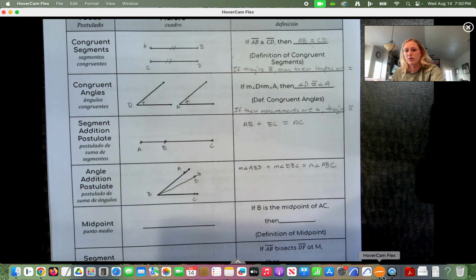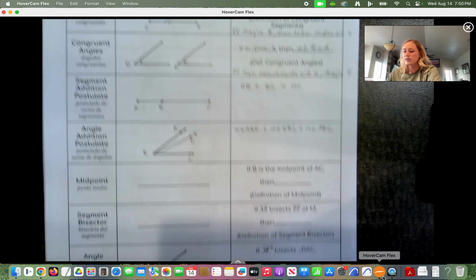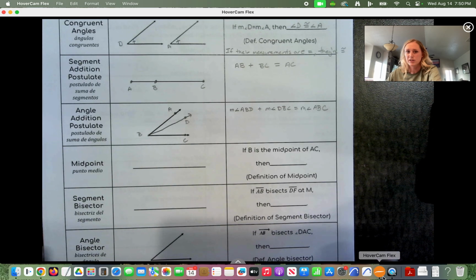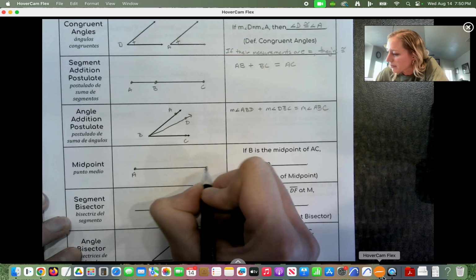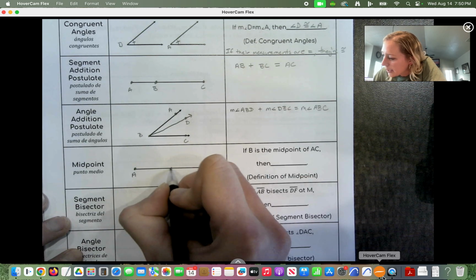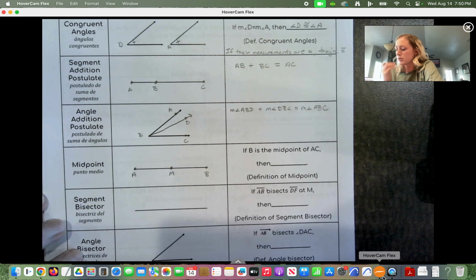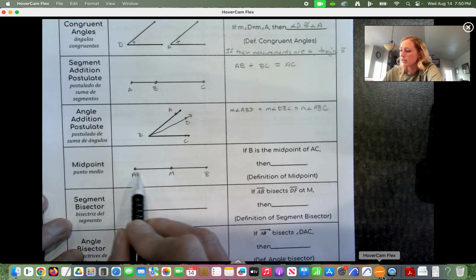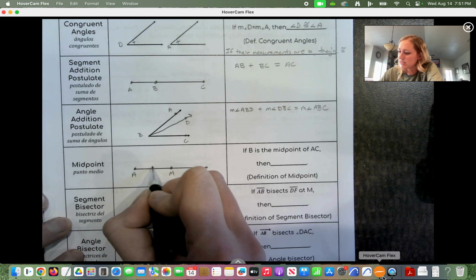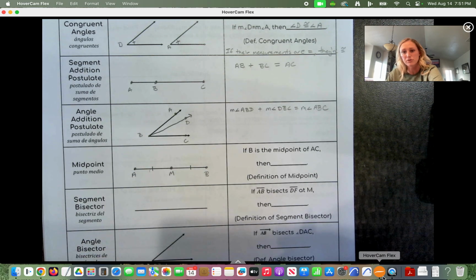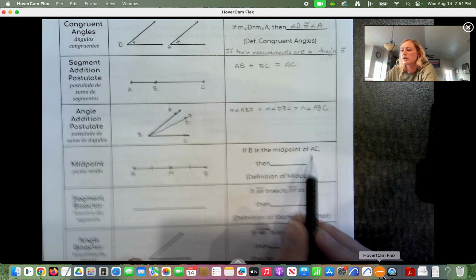All right, okay, a couple more here. Midpoint is exactly what it sounds like. It is a point that's exactly in the middle of a segment. So I'm going to use M for midpoint. If this point is exactly in the middle of a segment, that means this half and this half have to be congruent. So that's what this statement is saying here.